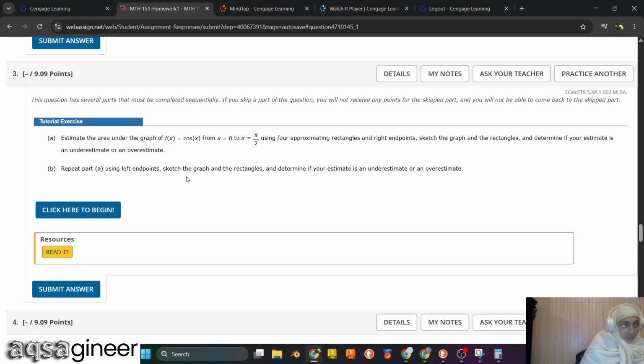So the left hand side graph is always going to be an overestimate because we're going above the curve most times. Actually, sorry, and then the right hand side, most of the time it's an underestimate because you're going underneath it. I don't know, like right hand side, left hand side. Okay. Click here to begin.